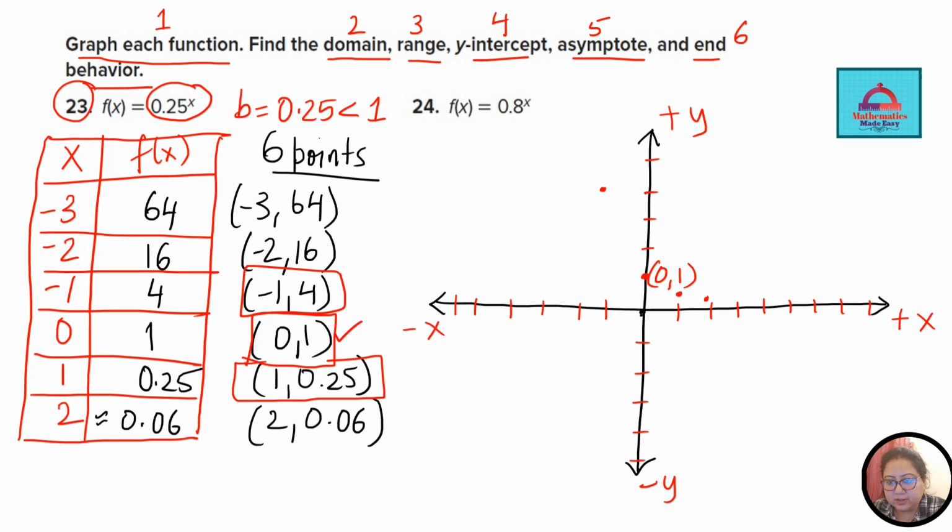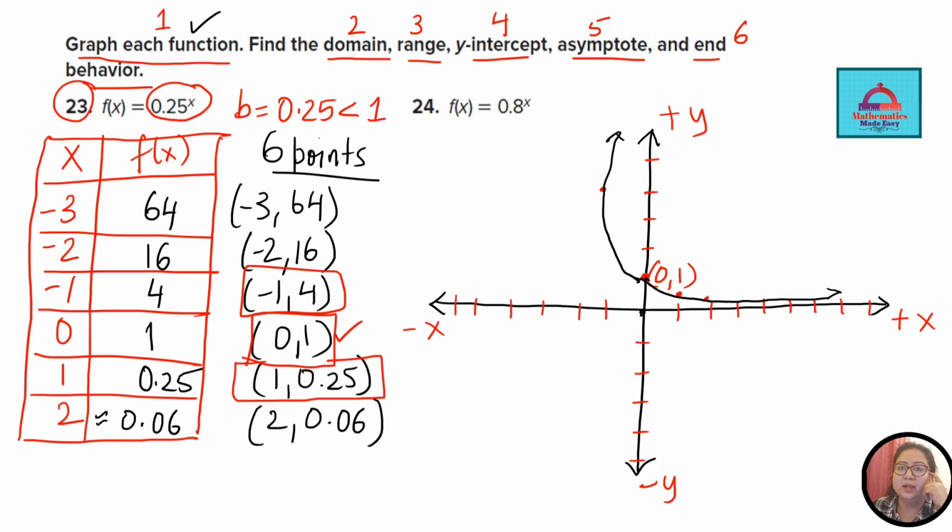And then you take the pencil and join these points. So I join this, this, and this. So the graph will come like this. And this side it will go up. So as you can see, it's a decreasing graph, right? It's an exponential decay graph. So this is done, the first part.